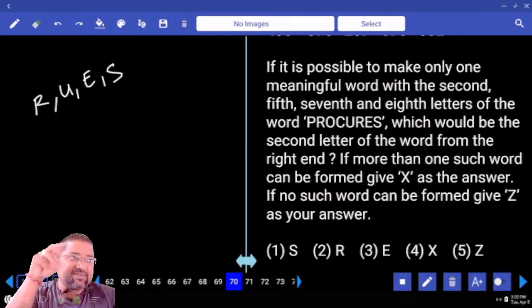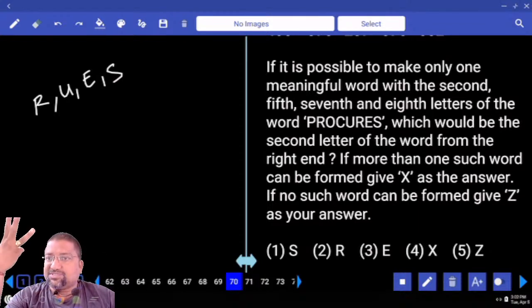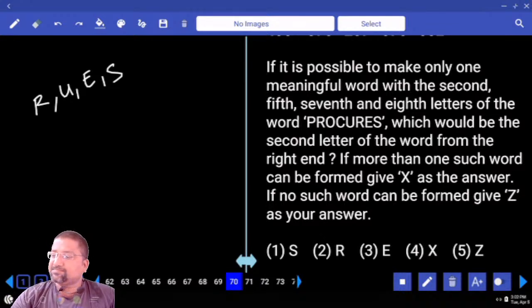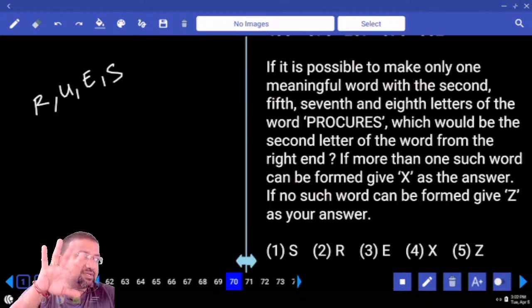Now you should feel lucky with this question. Why? Because in this question we have only 3 options. What are they? If only one word, the second from right. If more than one, X. If no such word, Z. And this question is purely based on your vocabulary skills. What does this question have to do with reasoning? This is purely based on your vocabulary skills.